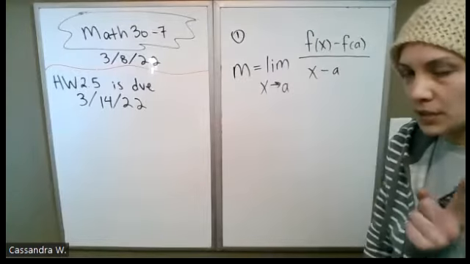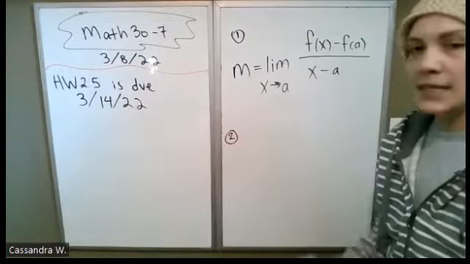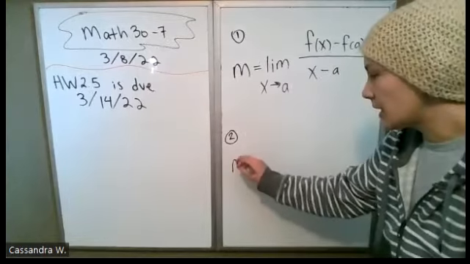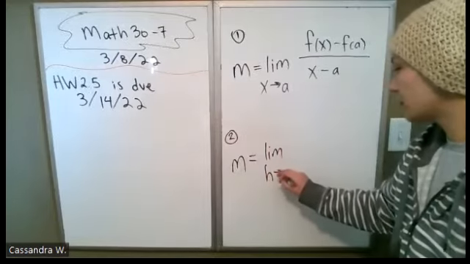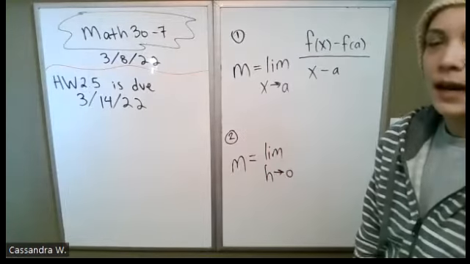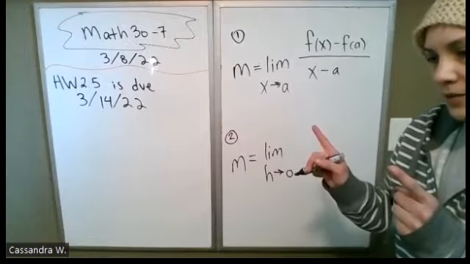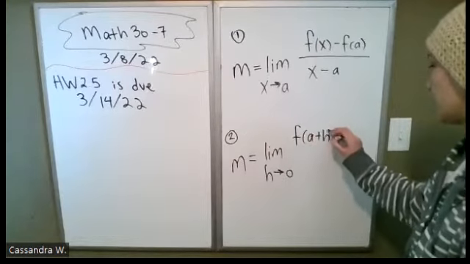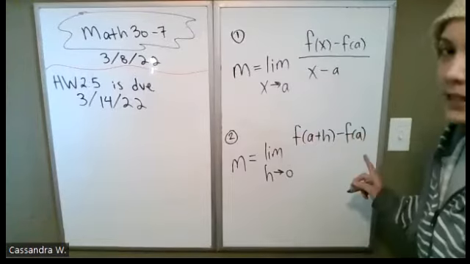Okay. Second definition we left off with is the limit as h goes to 0. And again, this is your slope of your tangent line, of f of a plus h subtract f of a, divide everything by h.